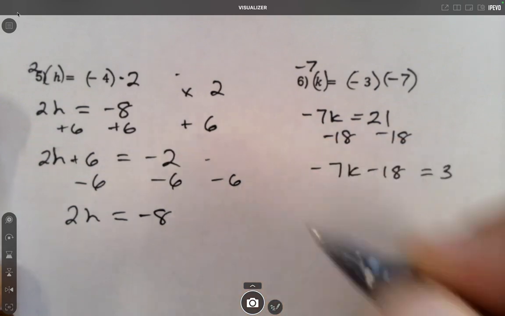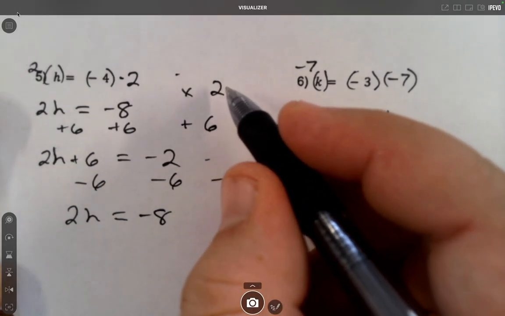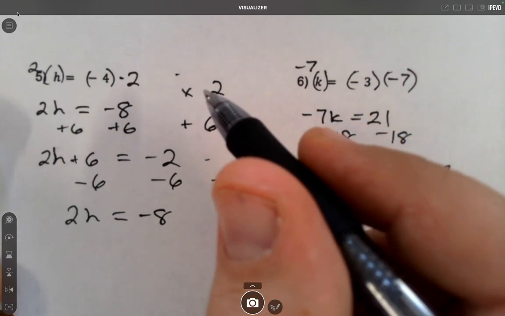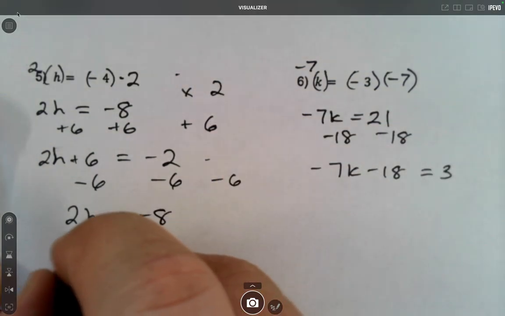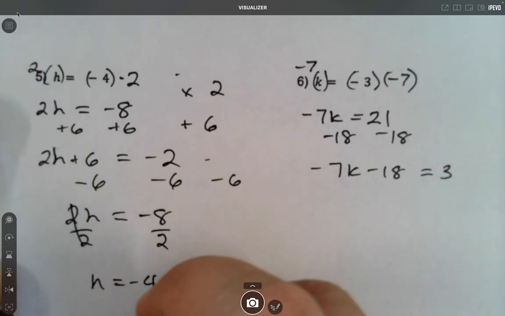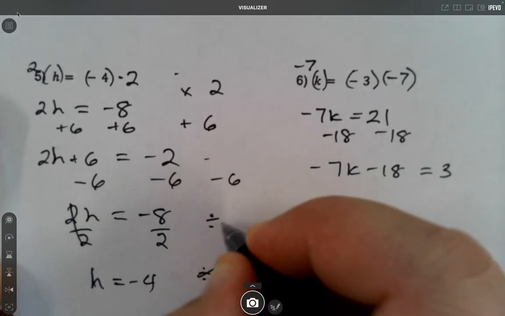So we subtracted 6. Now, the first thing he did when he was changing things up was multiply by 2. We want to do the opposite and divide by 2. So we'll divide both sides by 2. We get h equals negative 4. Oh, sorry. We divided by 2.